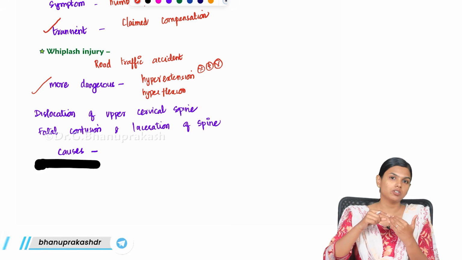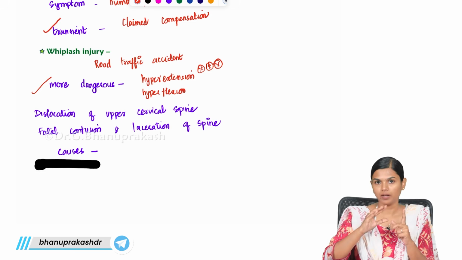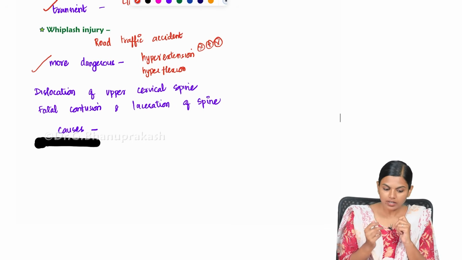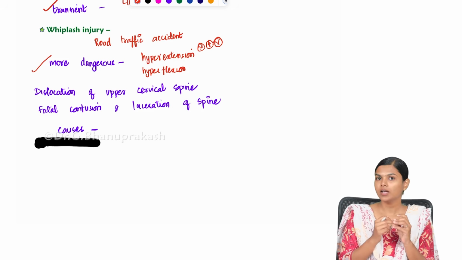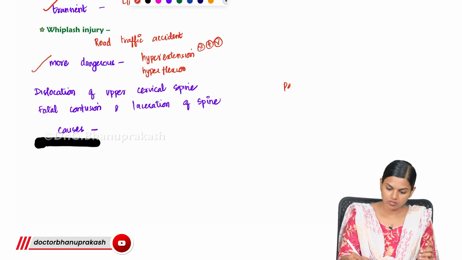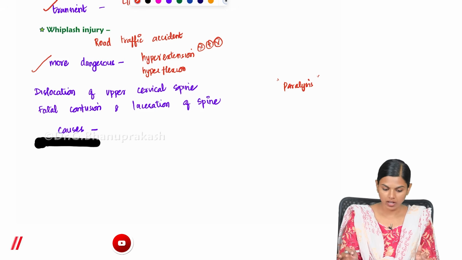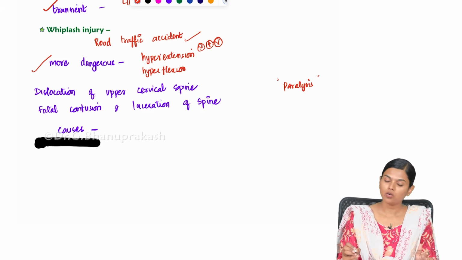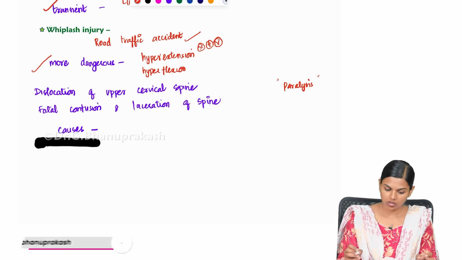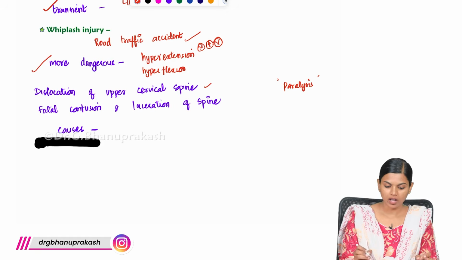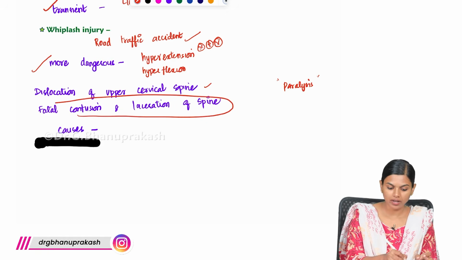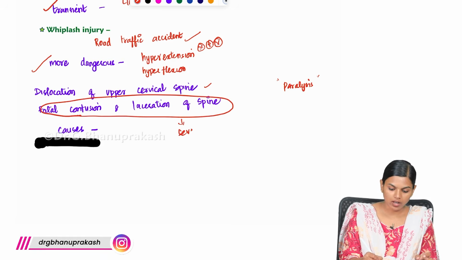So this hyperextension and hyperflexion keep on happening. Because of the sudden acceleration, this extension will keep on happening, and there will be severe injury to the spinal cord resulting in paralysis. So there will be paralysis, and a lot of spinal symptoms keep on happening in this whiplash injury, and this is most commonly seen in road traffic accidents. Along with that, they also had dislocation of the upper cervical spine and contusion and laceration of the spine if there is very severe damage.